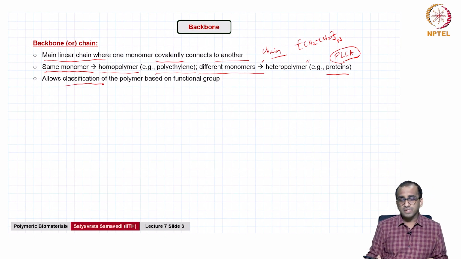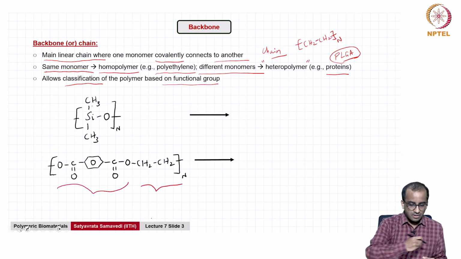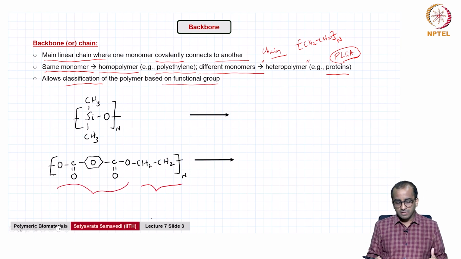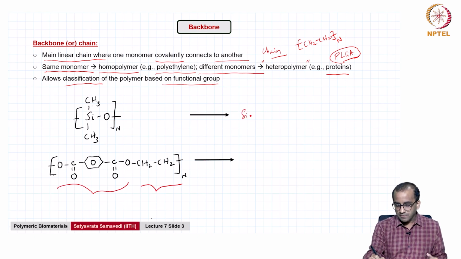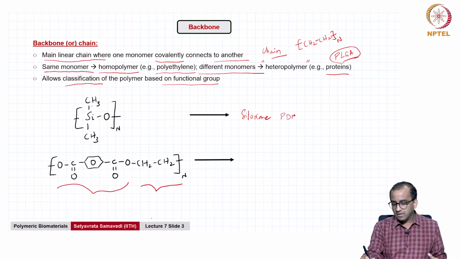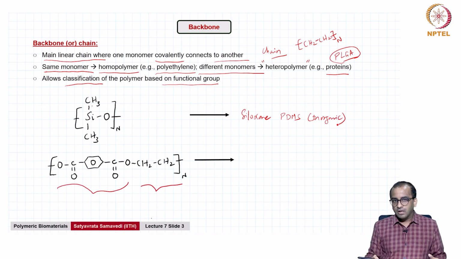Now, one advantage with understanding this chain structure or the backbone structure is it helps us classify polymers based on the functional groups present. So, for example, I am showing you two examples here. One on top that we have seen is a siloxane. More specifically, this is polydimethyl siloxane, which is an inorganic polymer, which is different from a hydrocarbon based polymer, which is typically called an organic polymer.